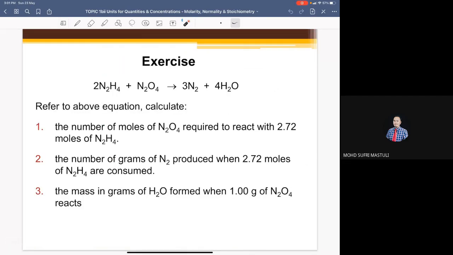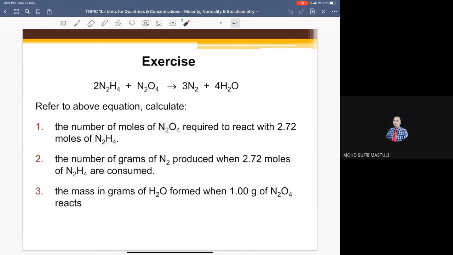So this is one example related to a chemical equation or chemical reaction. Refer to the above equation, you have to calculate. There are 3 questions here, so we do it together. In this exercise, 2 moles of N2H4 react with 1 mole of N2O4 to produce 3 moles of nitrogen and also 4 moles of water.